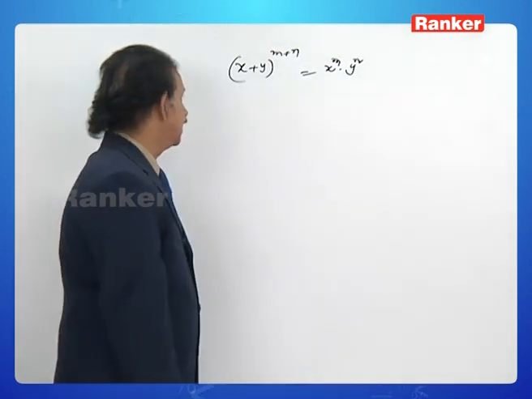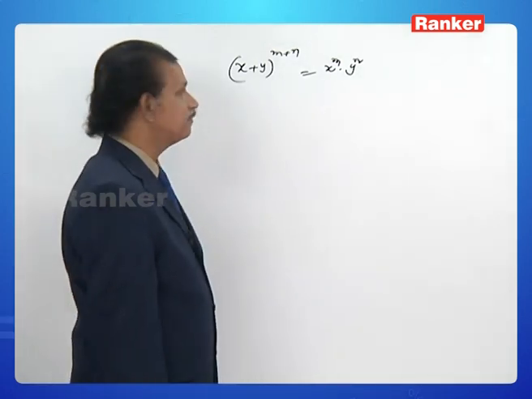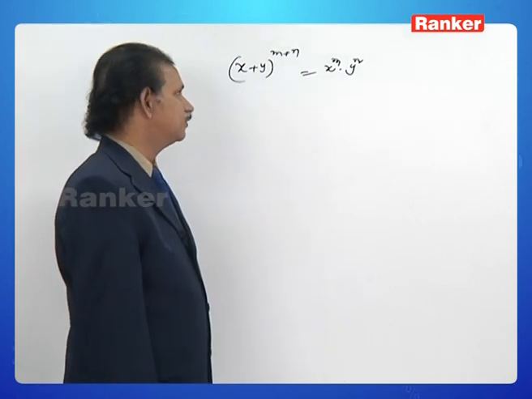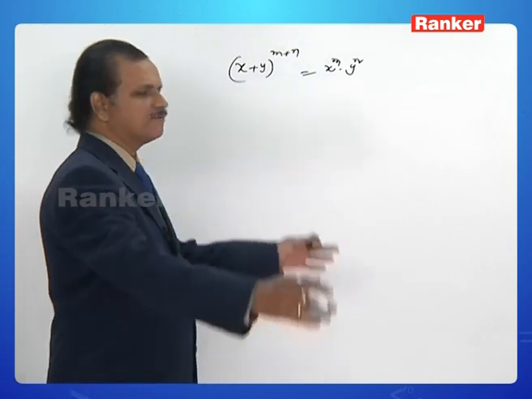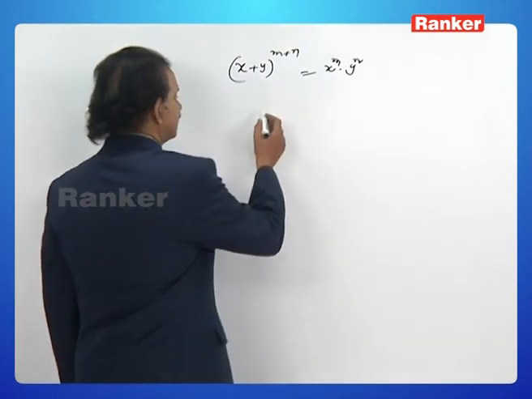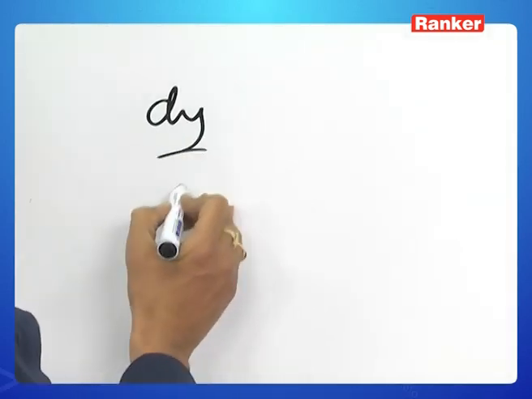Therefore, we take logarithms on both the sides. m plus n into log of x plus y is equal to m log x plus n log y, and then by differentiating, after that you will get the answer, as it is a famous answer, please.